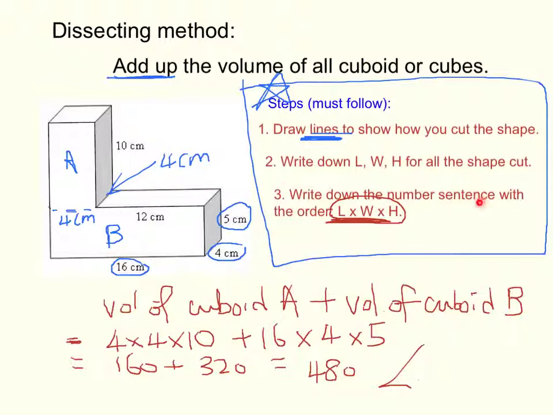And when you write the number sentence, don't mix up the order. The order must be length times width times height. Don't write down length times height times width. Okay, don't do that. Because if you mix up the order, you will mix up the numbers very easily. So I suggest you must write the number sentence by following the order: length times width times height.